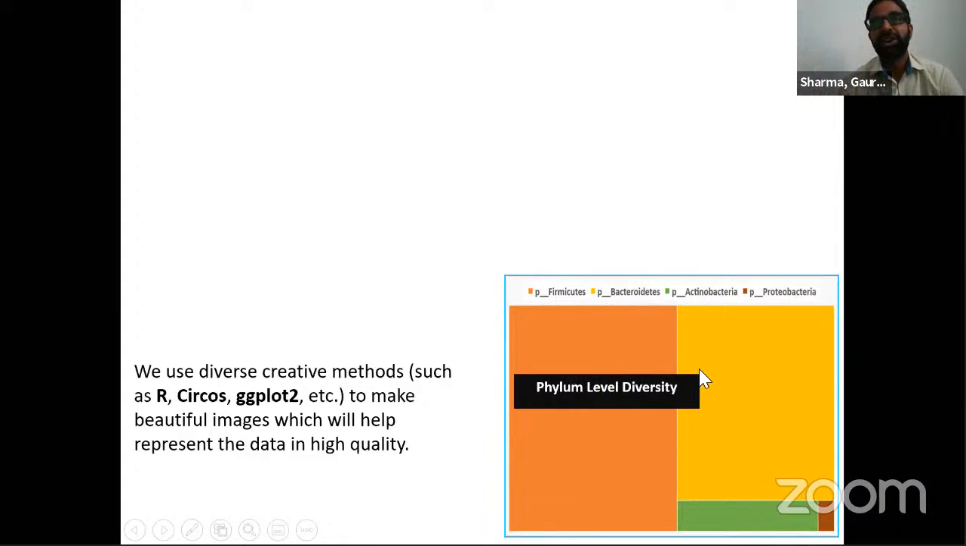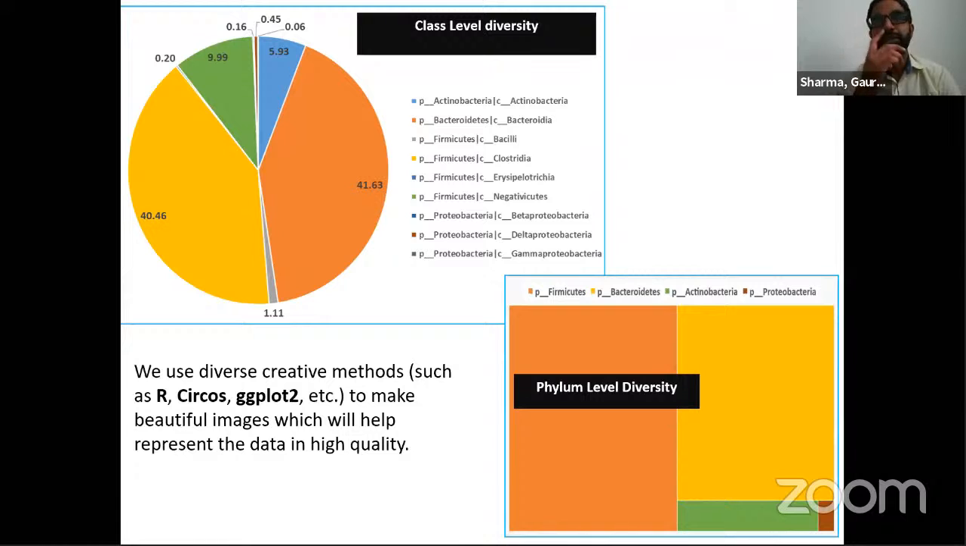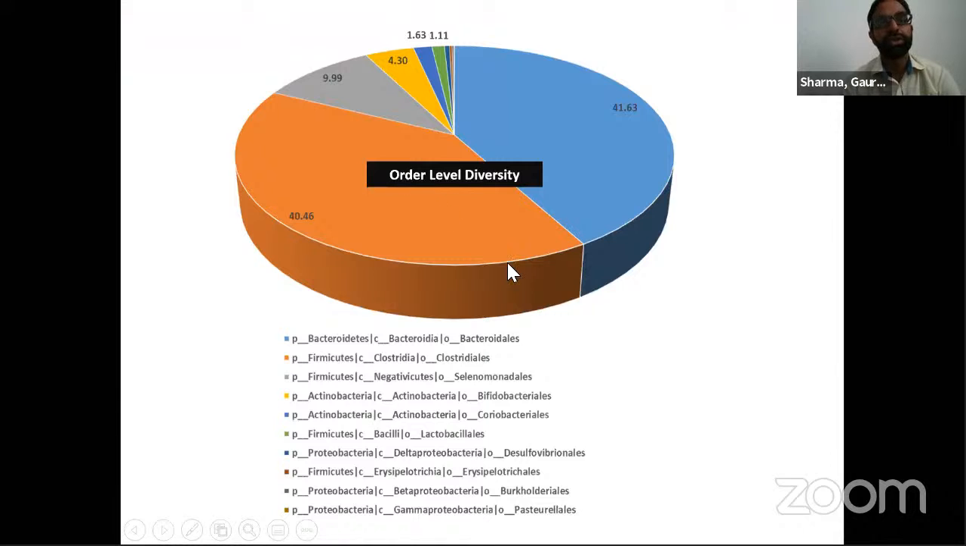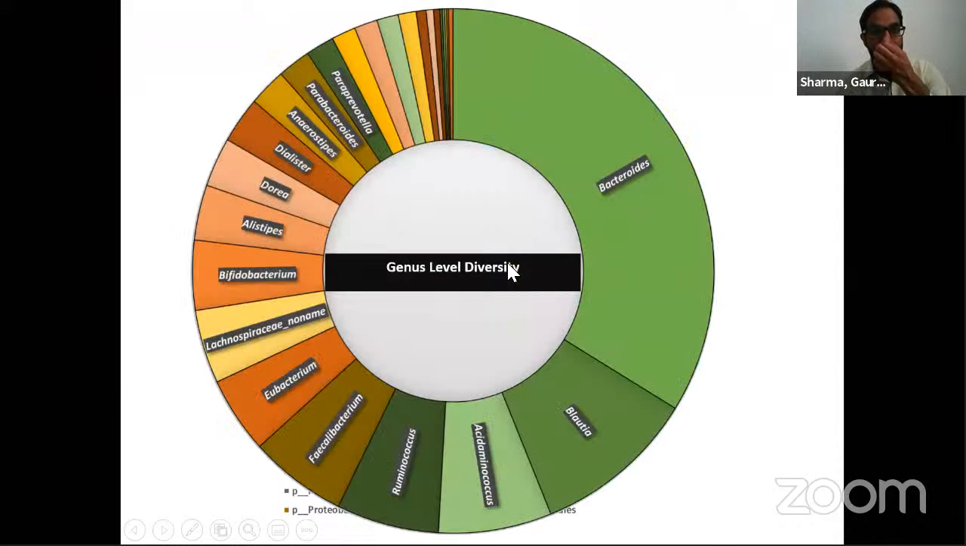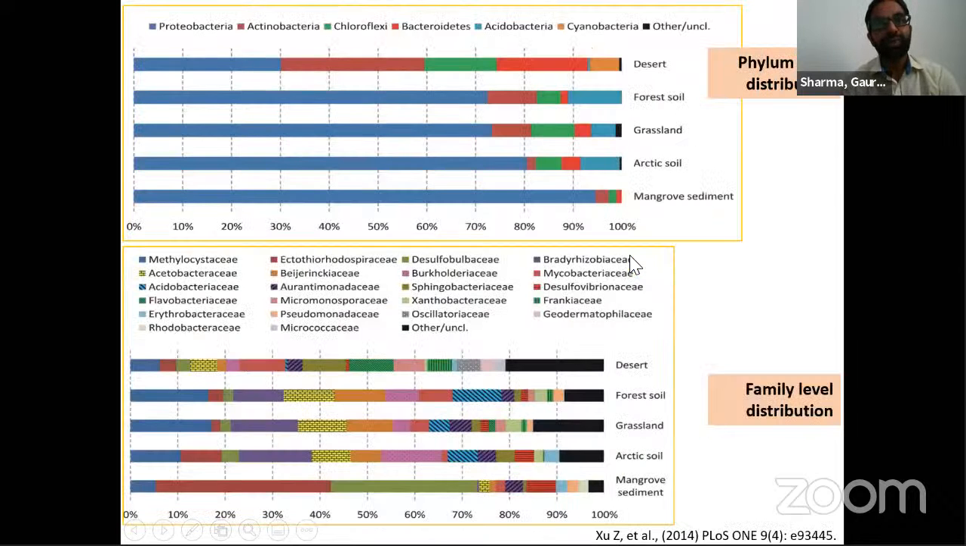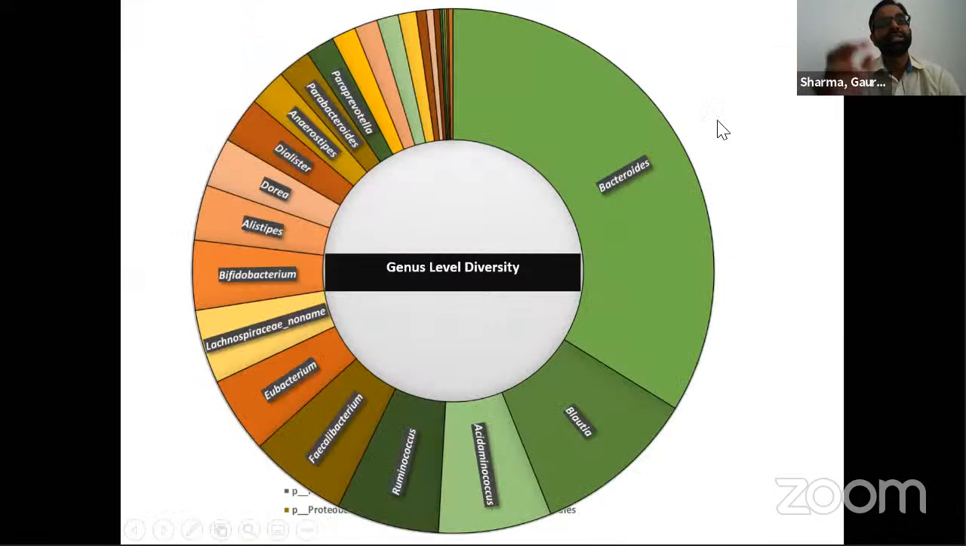So let's say this is the phylum level diversity. It determines that Firmicutes are present at around 50%, and Bacteroidetes are present at 40%, and Actinobacteria are 10%, and Proteobacteria are like 1% or something. Simultaneously we can do the same analysis at different levels. Let's say at class level, we can do the same analysis. We can do it at order level, and we can go in as much depth as we can. Here this is genus level diversity, and we can find out that Bacteroides are present the most, and later on we can also do analysis at strain level or species level depending on the methodology selected.